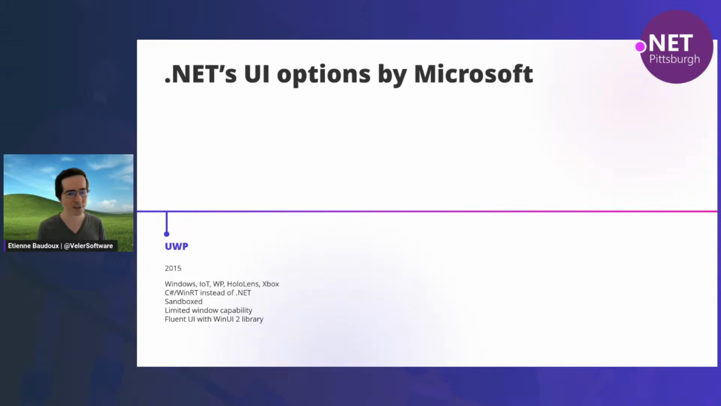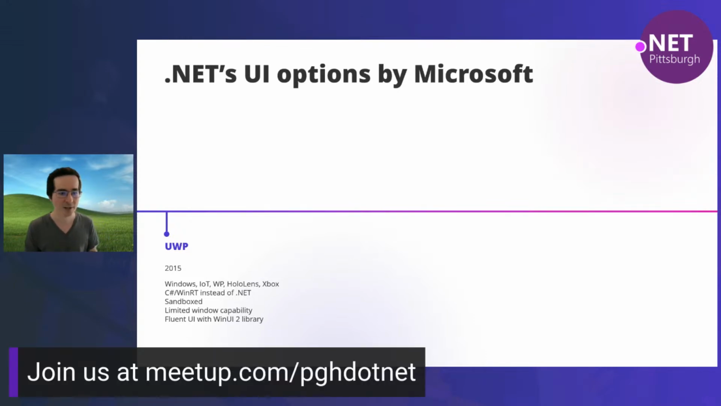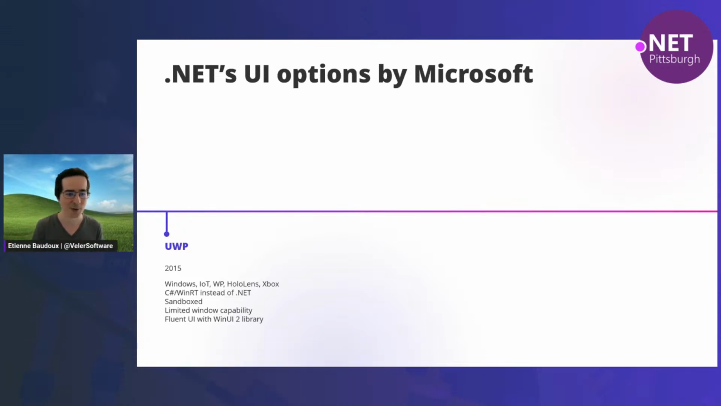UFO because, first, UWP allowed to make apps for basically all the Microsoft ecosystem. So Windows, Windows for IoT, Windows Phone, HoloLens, and Xbox. And the reason why I call that a UFO, it's because you could make an app using C# and XAML, but there was actually not .NET running behind. It's another thing called WinRT, which stands for Windows Runtime.